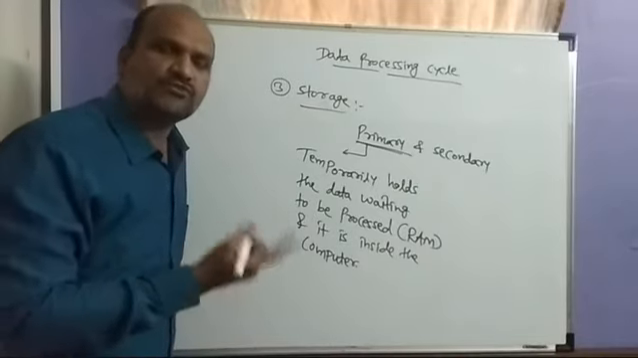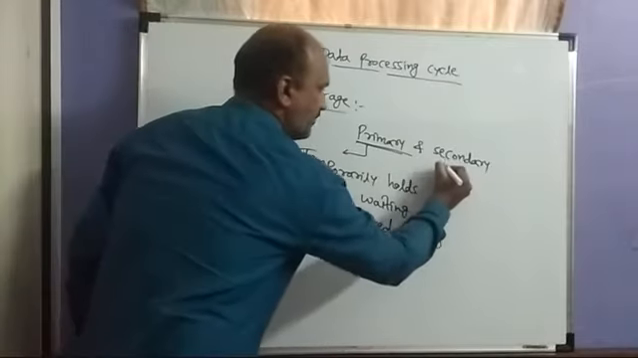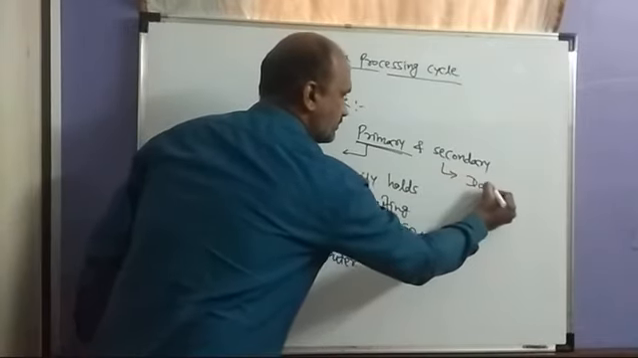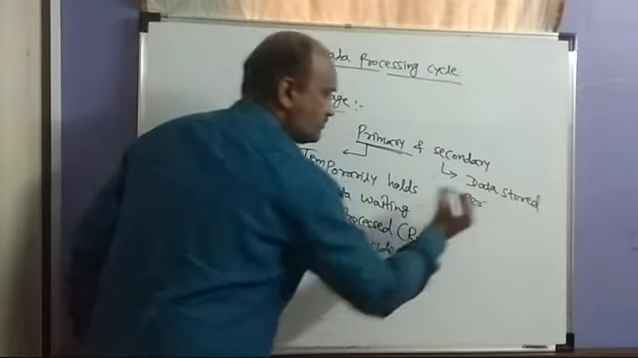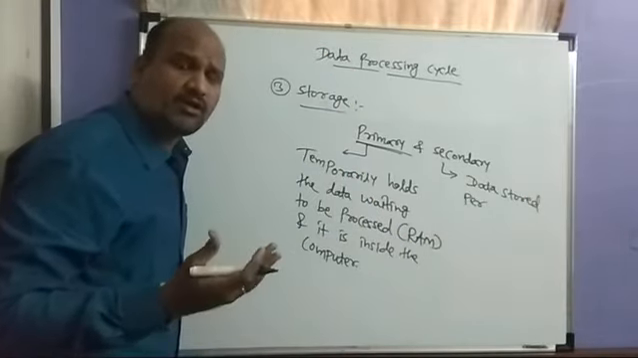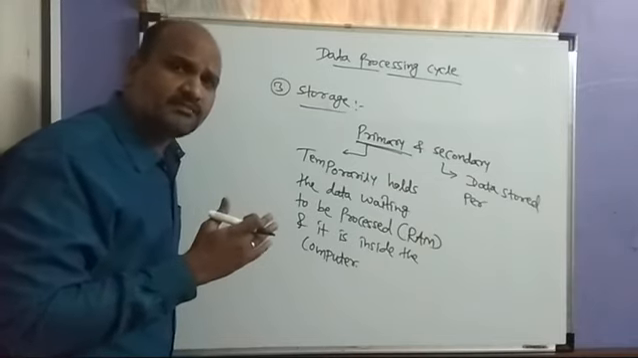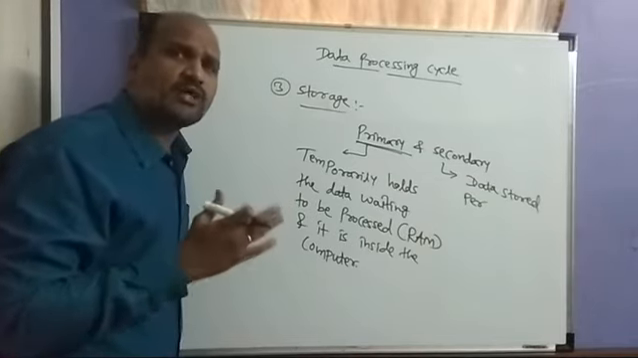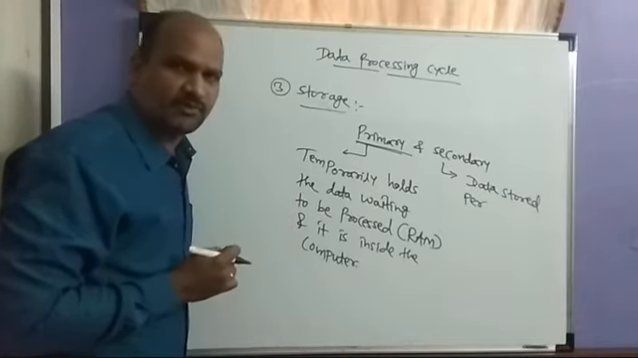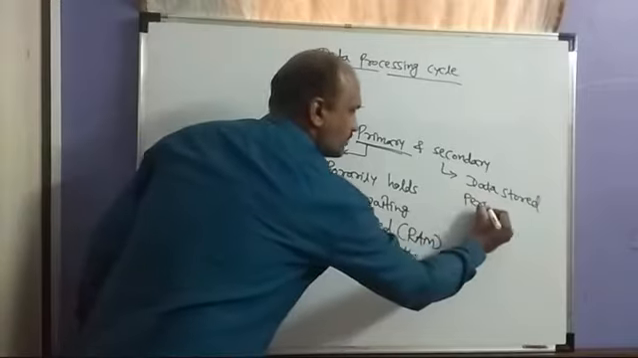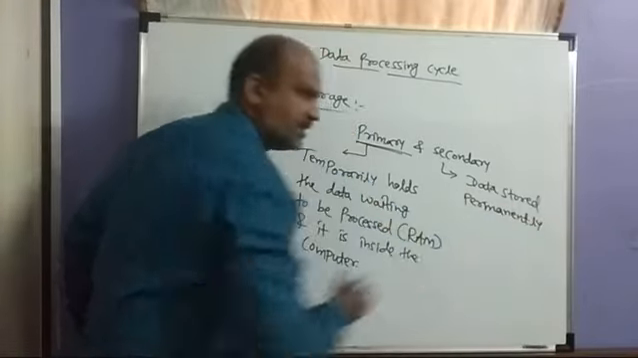And as you know, the secondary is where the data is stored permanently, okay. We have a number of devices to store the data, but ultimately in the CPU we have the hard disk, okay, which is the storage of the permanent data, okay. So the data is stored permanently, okay.